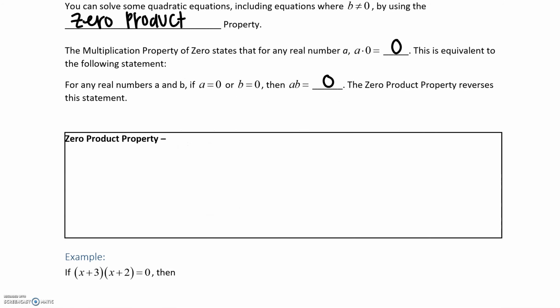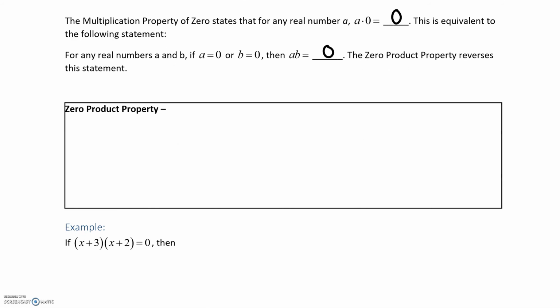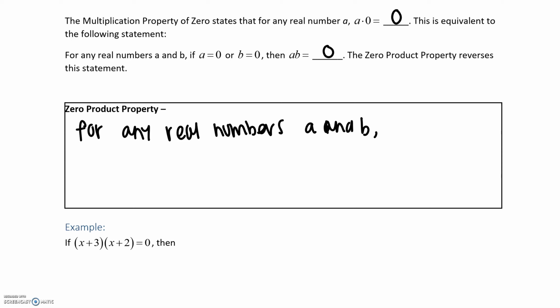So our first box here is the zero product property, which states that for any real numbers a and b, if a times b equals 0, then a equals 0 or b equals 0. We're not sure which one equals 0, but we can set both of them equal to 0.